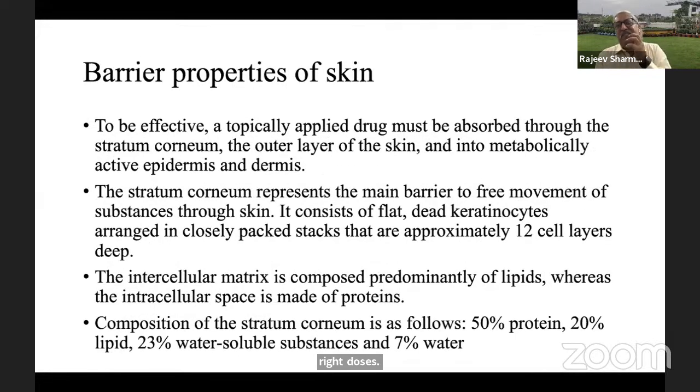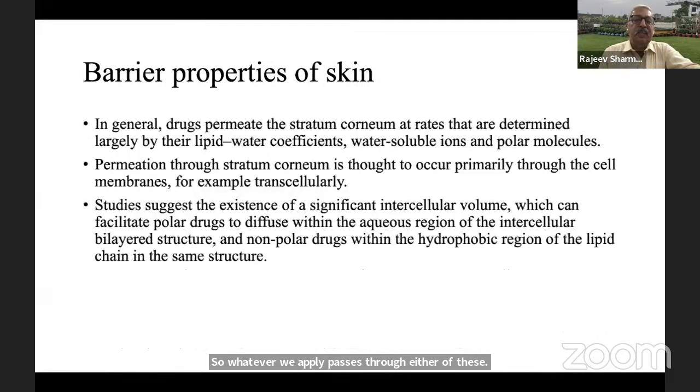So to know more about this, we should know about the barrier functions of the skin, or the properties of the skin, and how they differ in children and adults. This is a basic slide where we can see that there are 12 layers of stacked cells. There is an intracellular matrix composed of protein, lipid, water-soluble substances and water. So whatever we apply passes through either of these substances and then reaches the desired level in the skin.